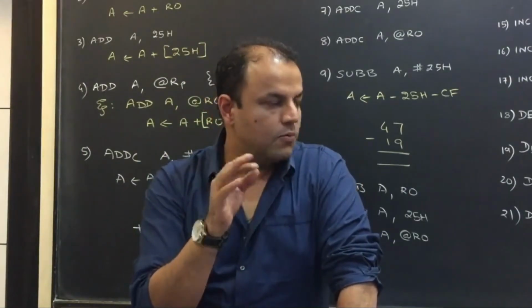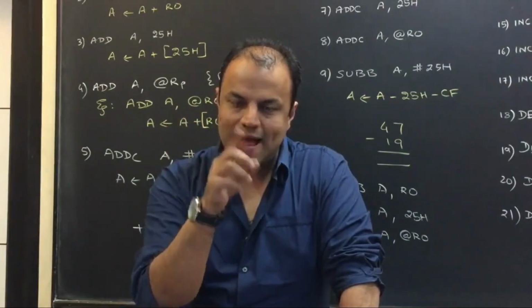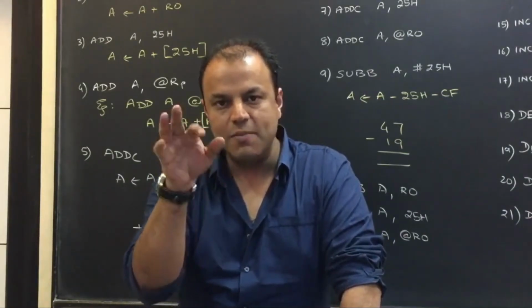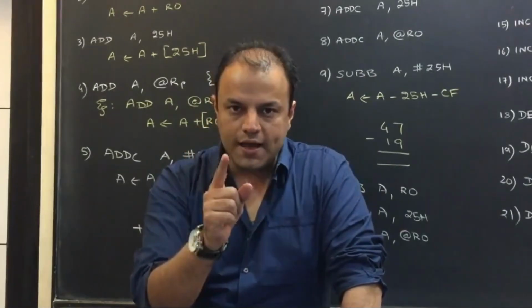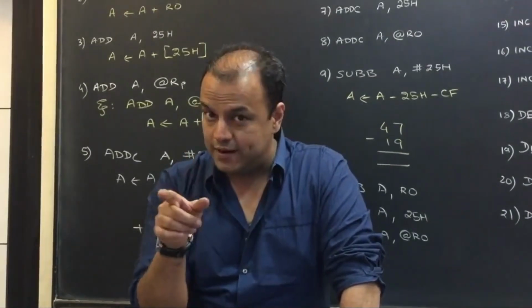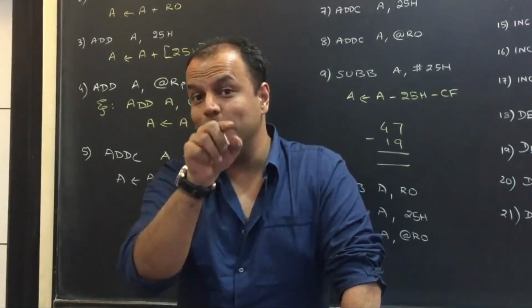Now here is the question. What if A was FE and you are adding 0? You can always write add A comma hash 0. It's a valid instruction. So here you're doing FE plus 0. Again the answer will be FE, which will come in A register. But this time carry flag will be 0.